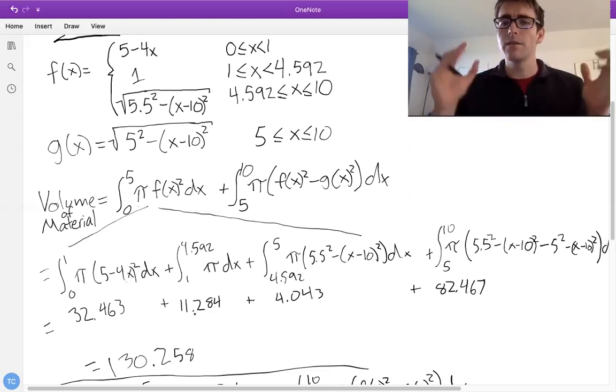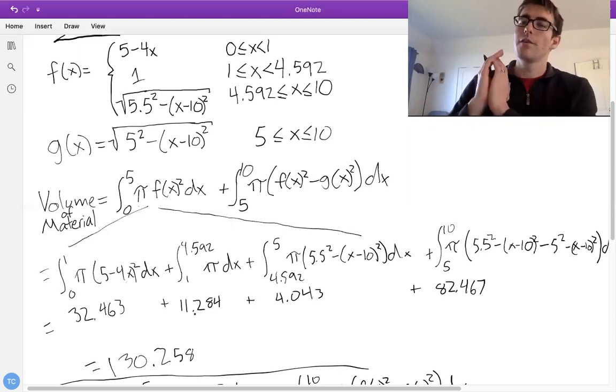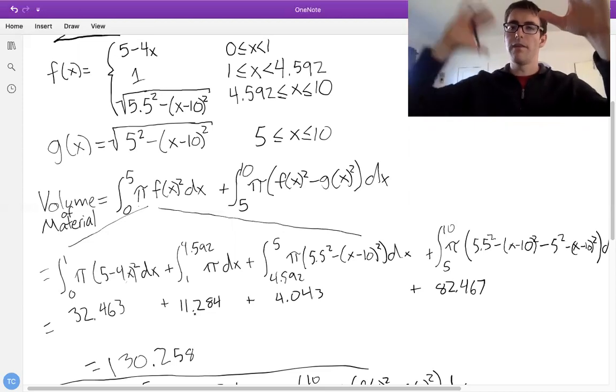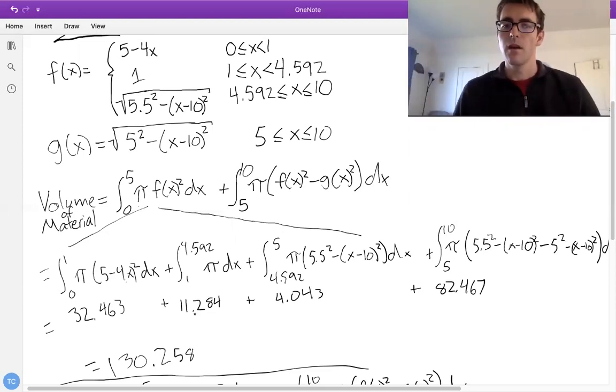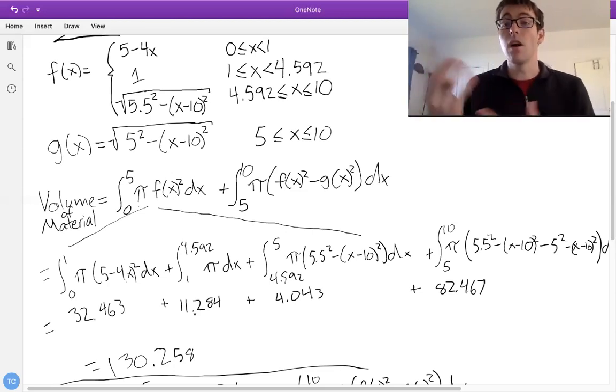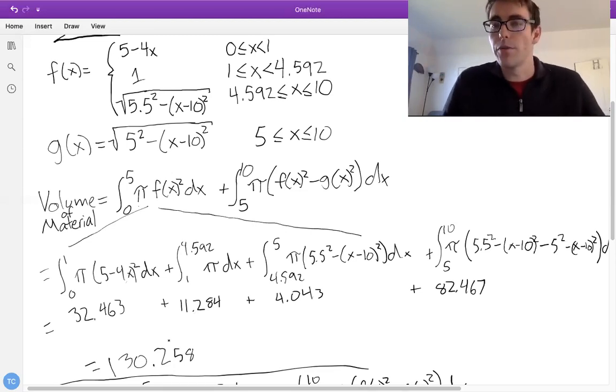But this video is talking about the center of mass. If you remember, the center of mass is the moment of mass divided by the total mass. We don't really know the density of this, but when doing center of mass calculations, that density term is going to end up dropping out as long as it's the same throughout. So when we say that the volume is 130, if we also say that the density is 1, then the total mass would also be 130.